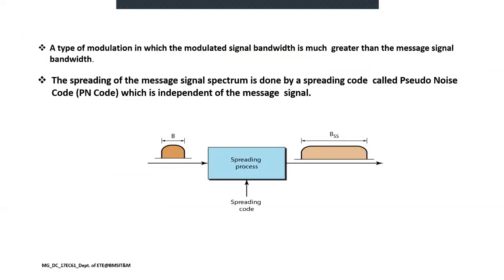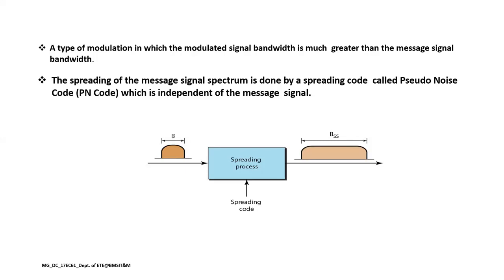I said that it is a type of modulation in which the modulated signal bandwidth is much greater than the message signal bandwidth. The spreading of the message signal spectrum is done by using a spreading code called the pseudo noise code. And that pseudo noise code is independent of the message signal.